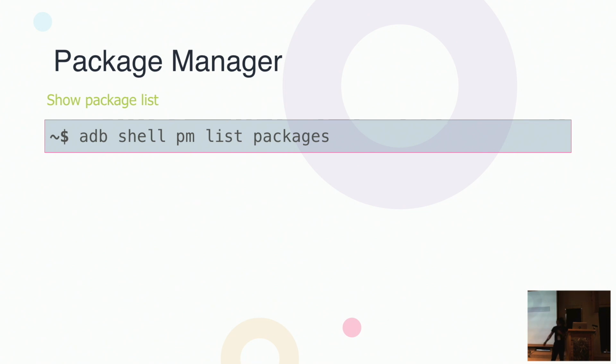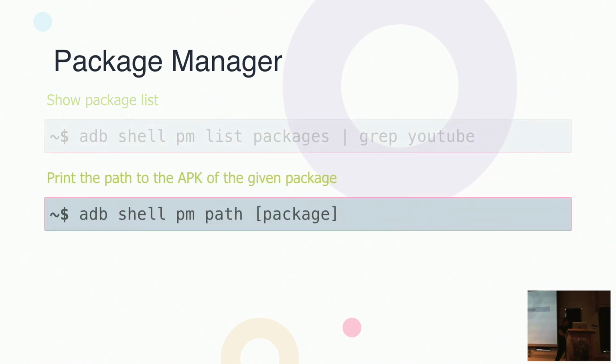With the package manager, you have this command that shows the list of all the packages installed on your device: adb shell pm list packages. So you list all the packages. If you are looking for a specific app like YouTube, you can just use grep: grep YouTube. Also, if you want to locate the APK and know its path, just execute adb shell pm path and the name of the package.